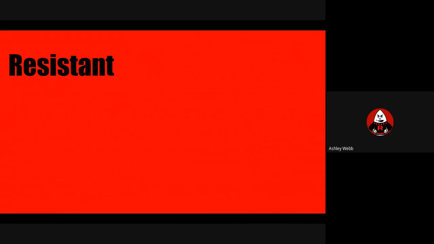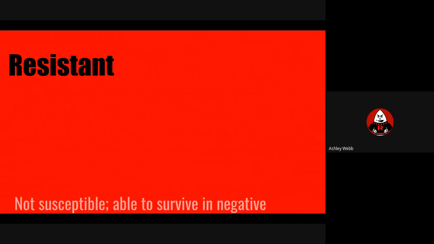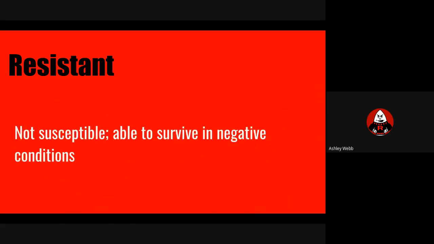Resistant. That's a word that we use all the time in our everyday lives, I think. Not susceptible or able to survive in negative conditions. So we have all become very resistant to this situation. We have found a way to survive. We have found a way to continue to learn. Not maybe in the best way, or maybe not as much information as we would learn if we were in a traditional classroom, but we have all become resistant to all those negative things that are happening in the world around us, and we're continuing to survive. We're continuing to learn in this situation.